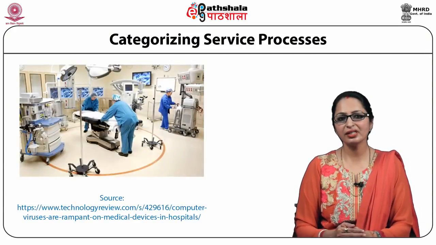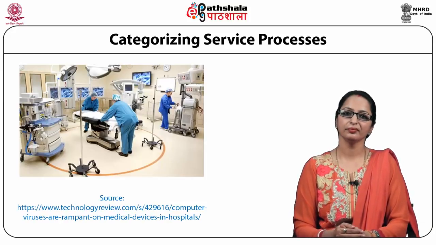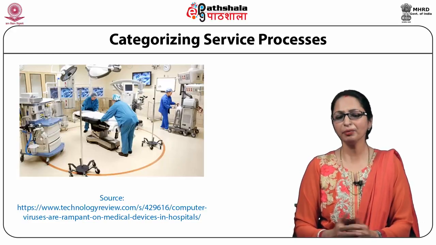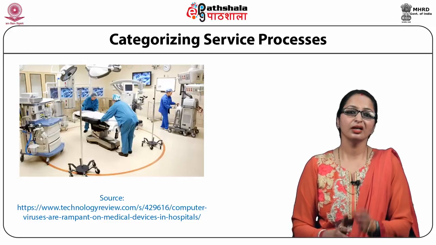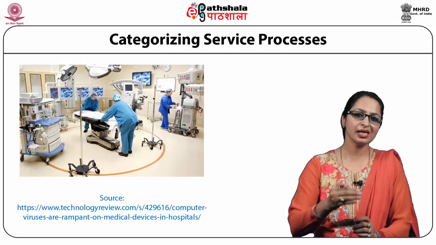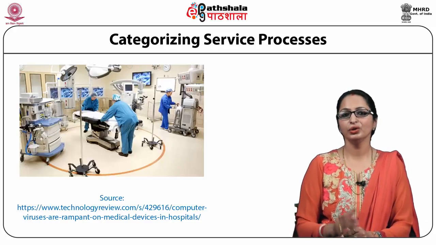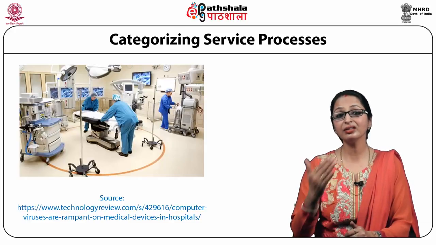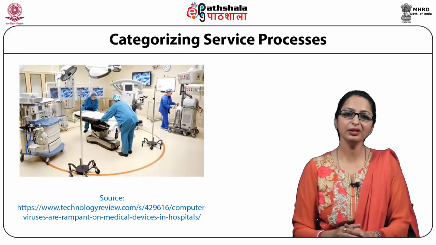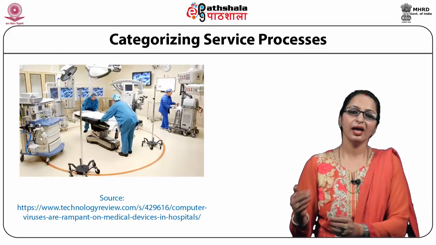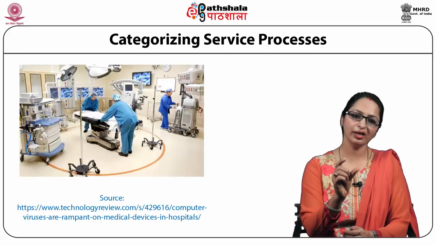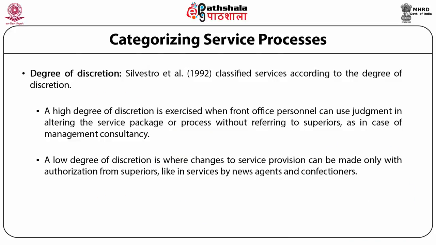Another basis could be facilities, equipment, and people. Equipment and facilities and people form the tangible elements of the service delivery. It is important because customers use tangible clues to assess the quality of a service provided. The more intangible a service is, the greater is the need to make it tangible. For example, in a college, the classrooms, the tables and chairs, the overhead projectors, and the faculty form a part of the tangible elements. Changes to service provision can be made only with authorization from superiors, like in services by news agents and confectioners.